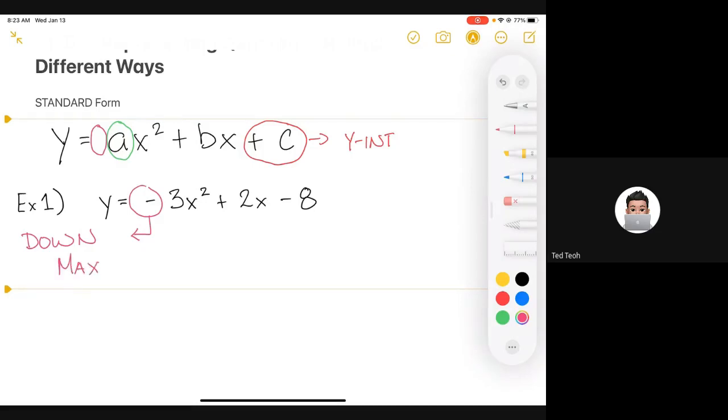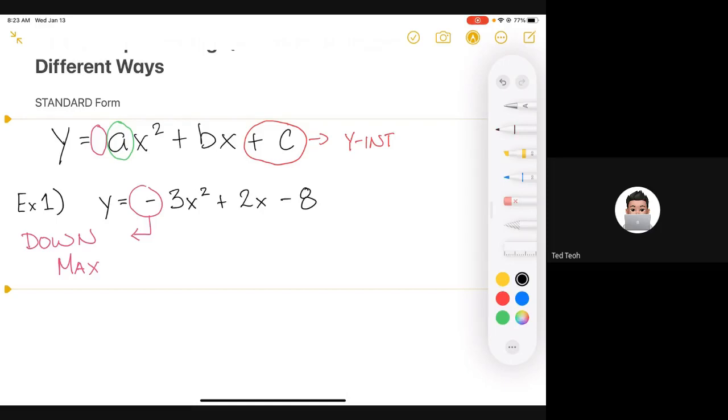They'll ask you, does this quadratic have a maximum or does it have a minimum? The only way we can answer that is to find out if it opens up or down first. Once we figure that out, then we can figure out if it's a max or min. So remember, when it opens down, it's a maximum.